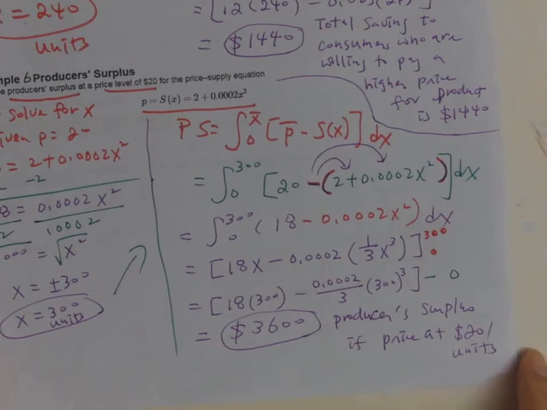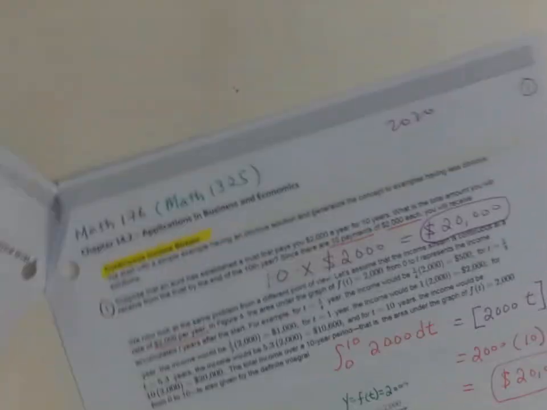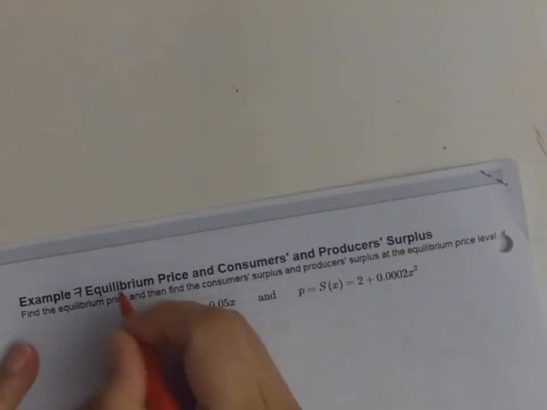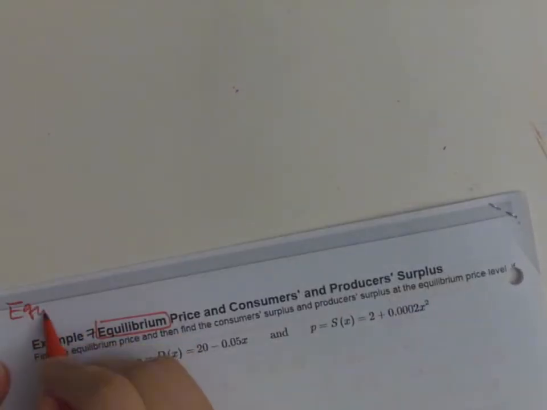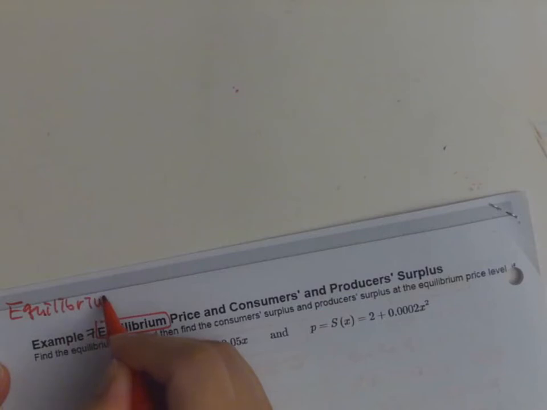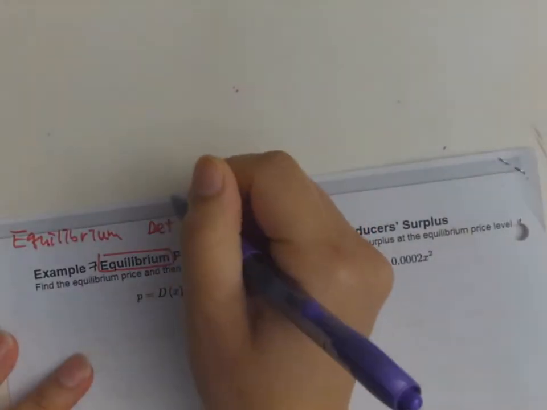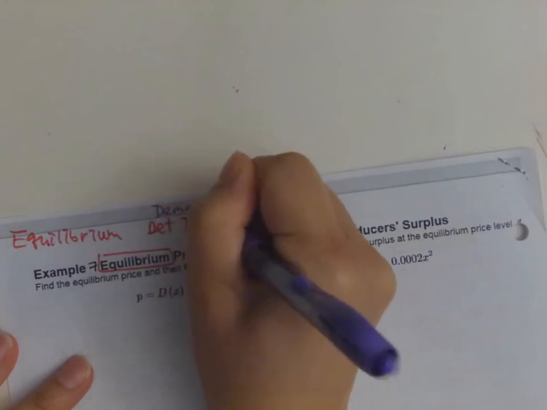Okay, very last example. The last one asks you to find the equilibrium price and the consumer and producer surplus, okay? So do you remember what the equilibrium is? Equilibrium means you set what and what equal to each other. So for equilibrium, you set the demand function equal to the supply function. So supply equal to demand is going to be equilibrium.